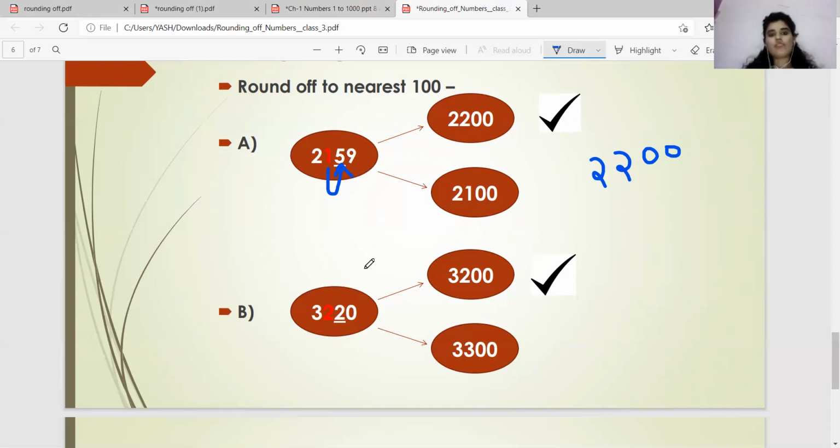Now the next question, 3220. Again, we have to round off to the nearest hundreds. Highlight the hundreds place and check the right side digit. The right side digit is 2, which is in the first slot. First slot means no need to change the highlighted digit. The highlighted digit stays the same, and we have one digit on the left hand side, which will be the same. The right hand side digits will become 0, a 0 for the tens place and a 0 for the ones place. So this is how you can round off to the nearest hundreds.